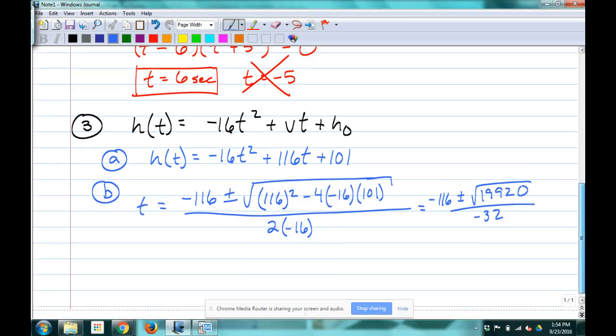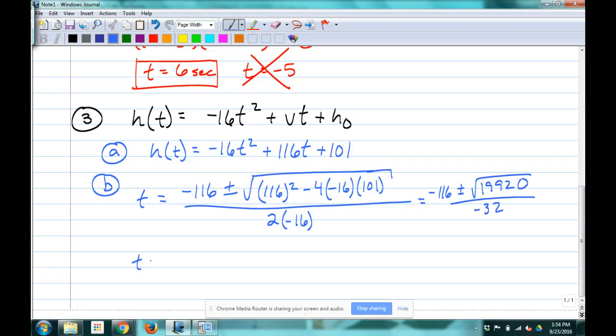over negative 32. Since it told me to get my answer with 1 decimal place, I'm not even going to try to simplify that radical with a factor tree. No point in that. So I'm just going to go ahead and split it into my 2 problems to work out. So negative 116 plus the square root of 19,920 over negative 32. And then T equals negative 116 minus the square root of 19,920.